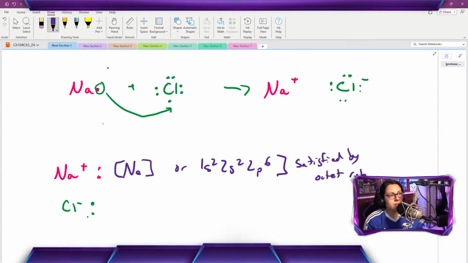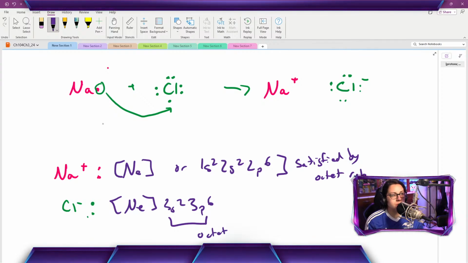And so let's look at chlorine. So let's start with neon for that one. 3s2, 3p6. And so now chlorine has an octet with our 8 valence electrons. So our chlorine -1 anion is happy as well.